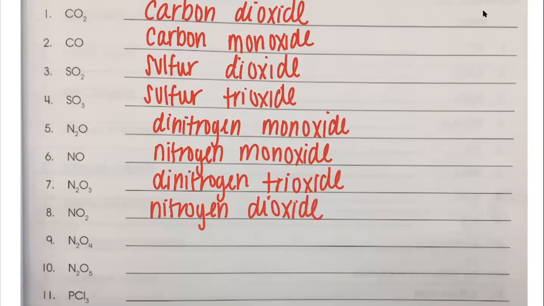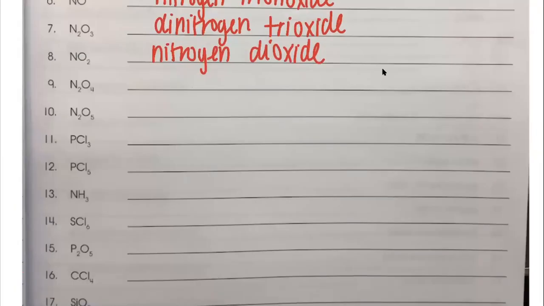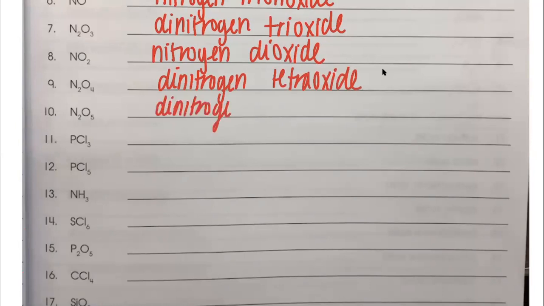Perfect. All right. David, you got a mic? Perfect. Okay, what's 9 going to be? I'm pulling it up. Oh, I know, it's dinitrogen and then tetraoxide. Correct. Dinitrogen tetraoxide. Okay. What's 10 become? Dinitrogen pentaoxide. Good. Okay. What's number 11?